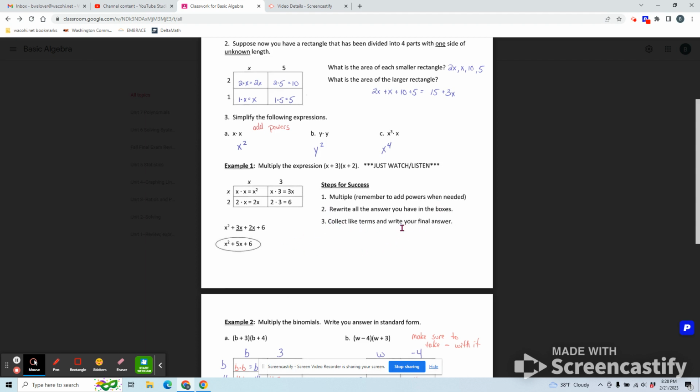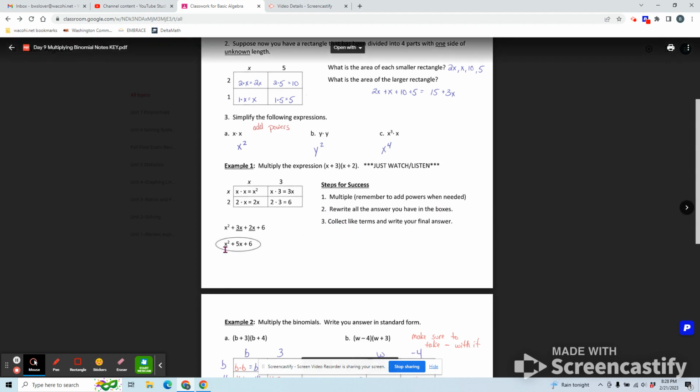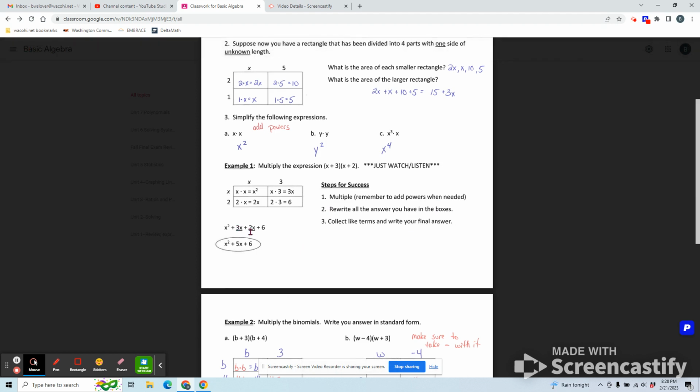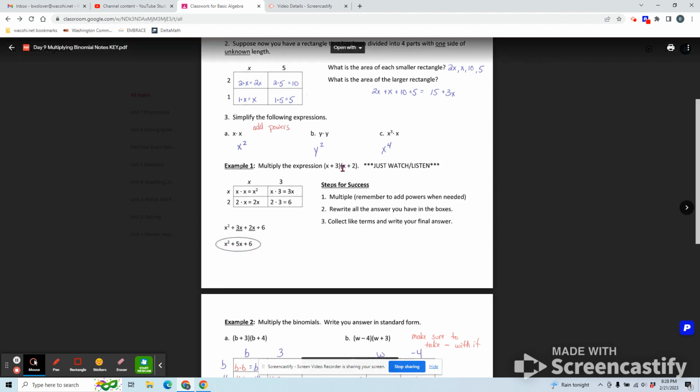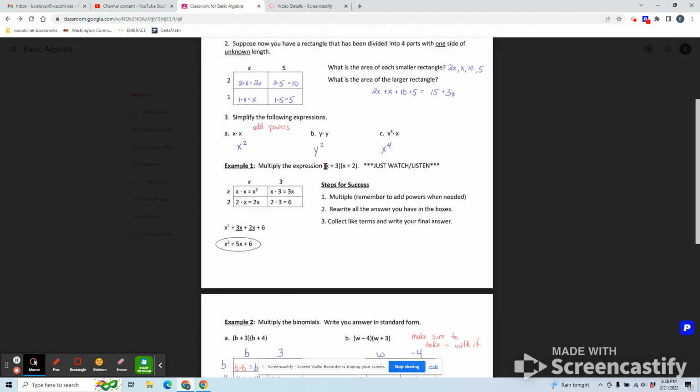Step 3 says collect the like terms. So I have my like terms, I underline them. 3x plus 2x gives me 5x. And then the x squared was still there, and so is the 6. So if you were to multiply x plus 3 times the quantity x plus 2, you would get x squared plus 5x plus 6.